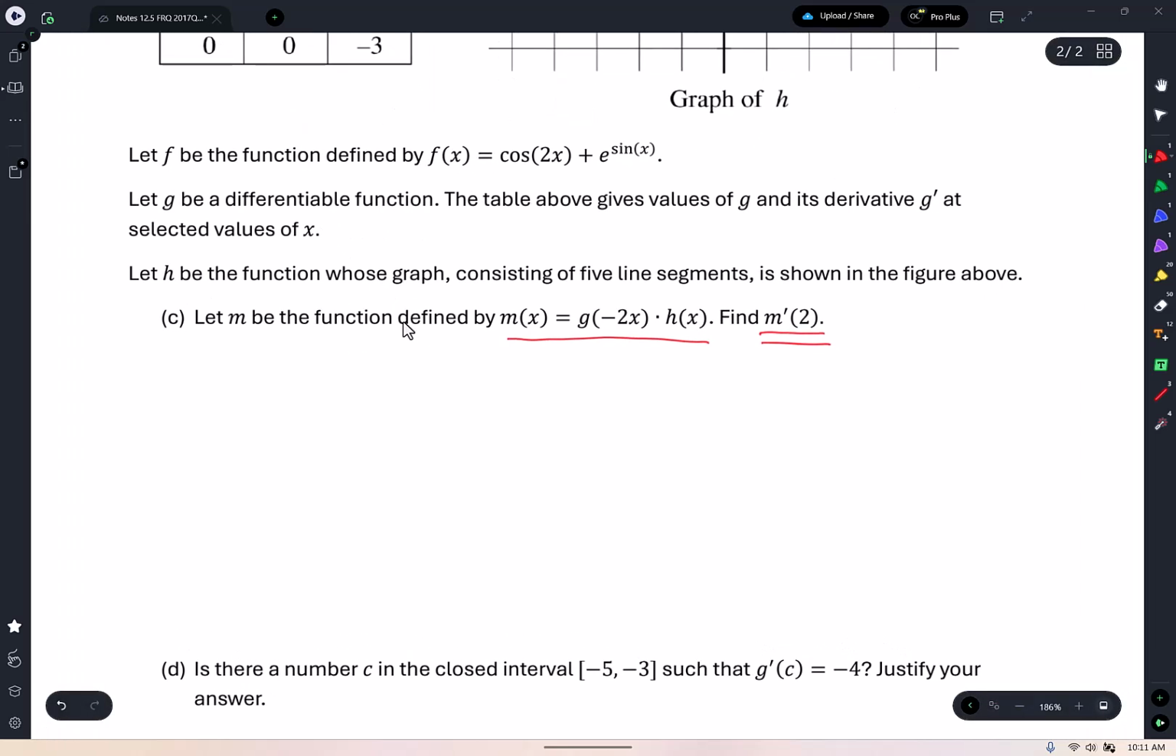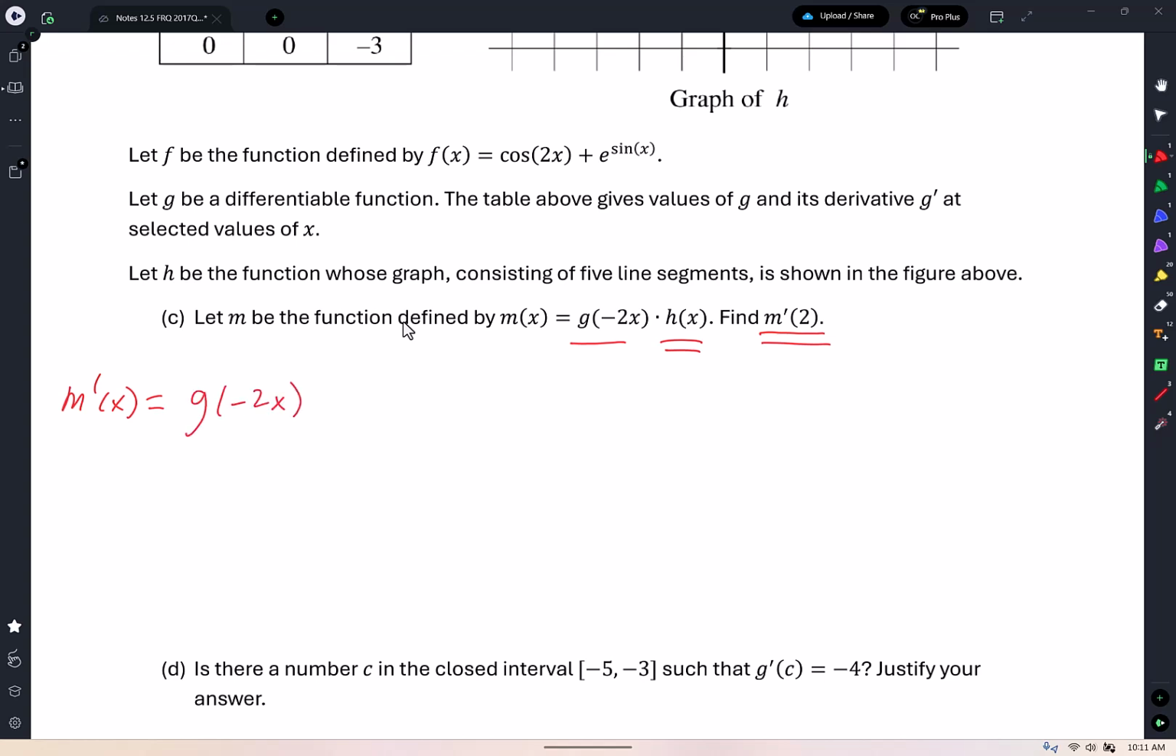Yeah, it is chain, but what is combined with chain? It's a product rule combined with chain. This is my first. This is my second. Cool or not cool? Okay. First, g of negative 2x times the derivative of the second, h prime of x, plus second, h of x, times the derivative of the first, g prime of negative 2x, leave the inside alone, times derivative of the inside. What's the derivative of negative 2x? Negative 2.